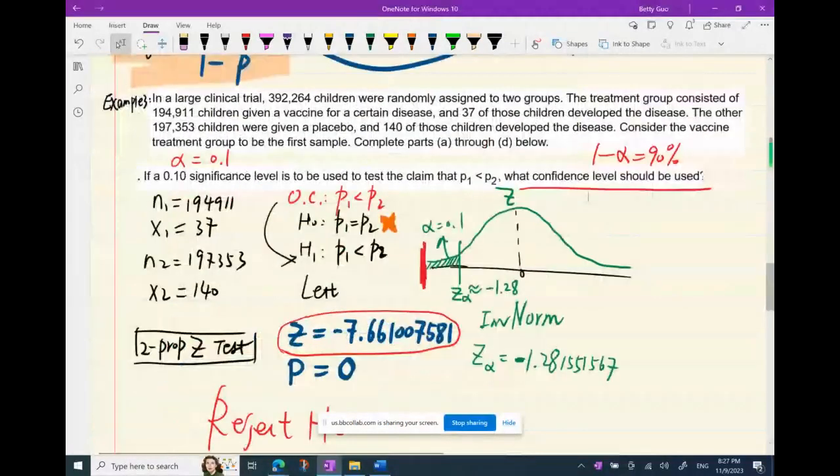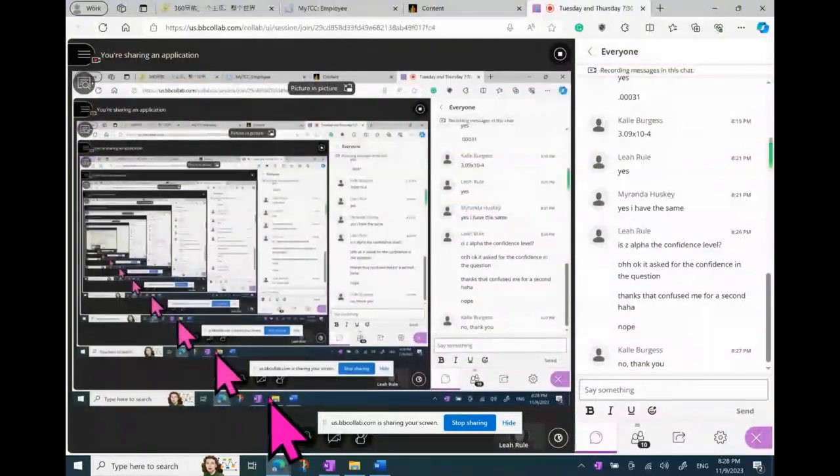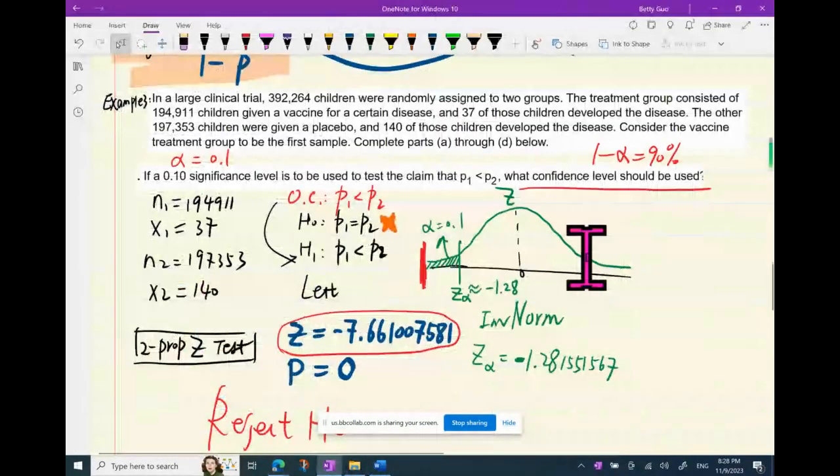Do we have any question about this problem? Confidence level is 1 minus significance level because it's a one-tail test. One-tail test. Okay, thank you. Now let's move to the next question.